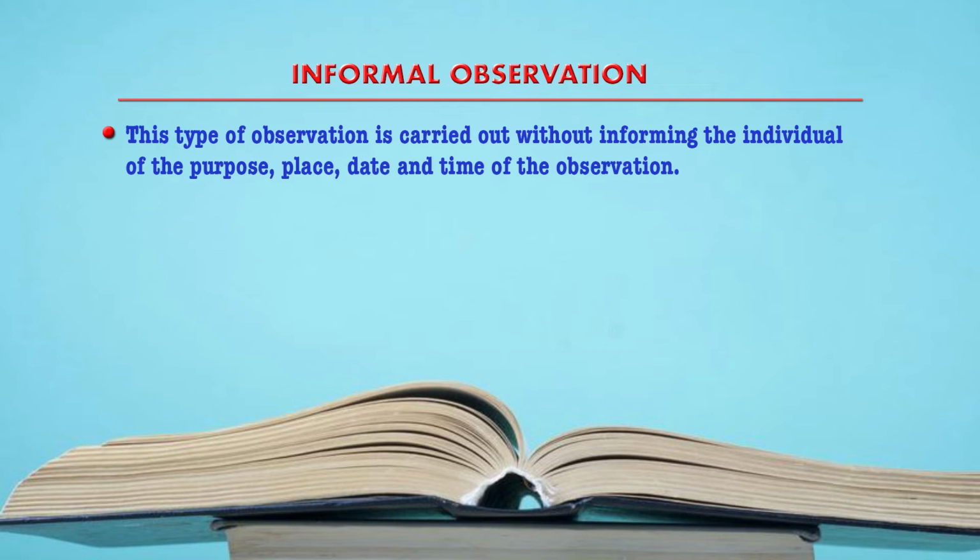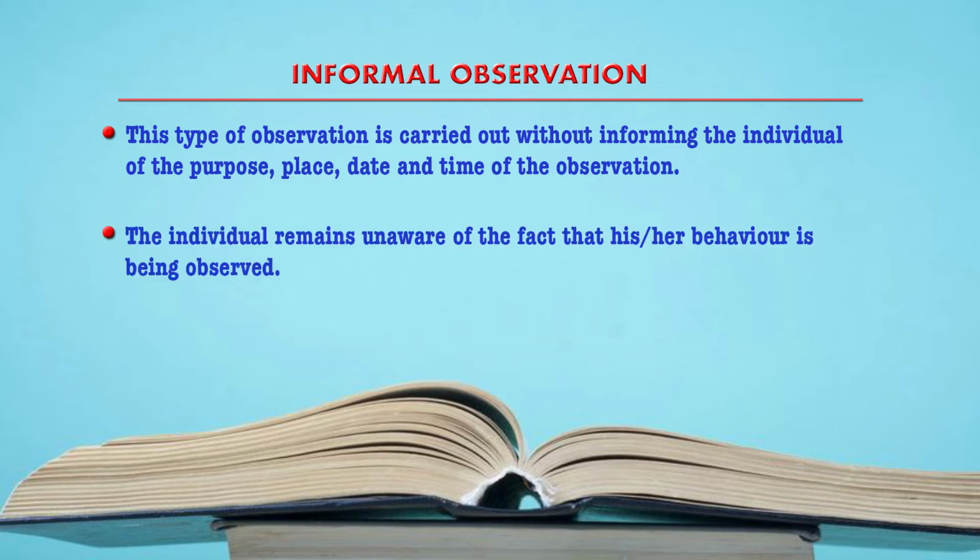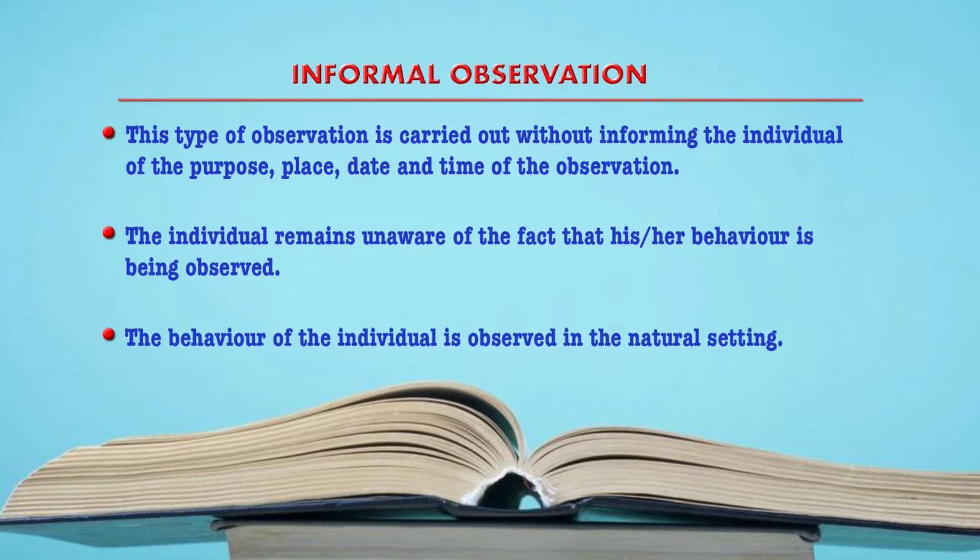So this type of observation is carried out without informing the individual. The individual remains unaware of the fact that his behavior is being observed. Here we observe the behavior in the natural setting. Whatever he is doing, he is not informed, and whatever he does is natural. Every activity of his is quite natural. So here the individual remains natural and his behavior and personality can be studied. This is one important way of observing.